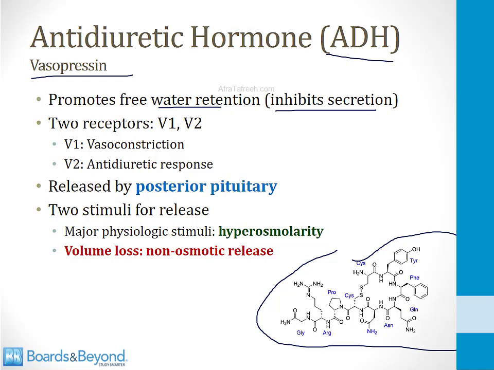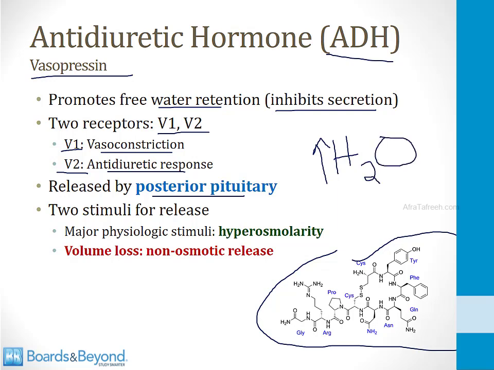There are two receptors for ADH in the body called V1 and V2. V1 is the receptor found peripherally that is responsible for ADH's vasoconstrictive effect that can raise blood pressure. The V2 receptors are found in the collecting duct, and they are responsible for the antidiuretic response of ADH, which we'll talk about in a minute. This hormone is released by the posterior pituitary gland, and there are two stimuli for release of ADH. You need to understand that ADH increases the amount of water in the body, so you want it to be released anytime the body needs more water.